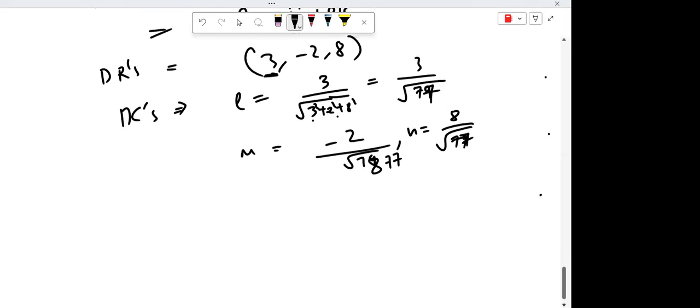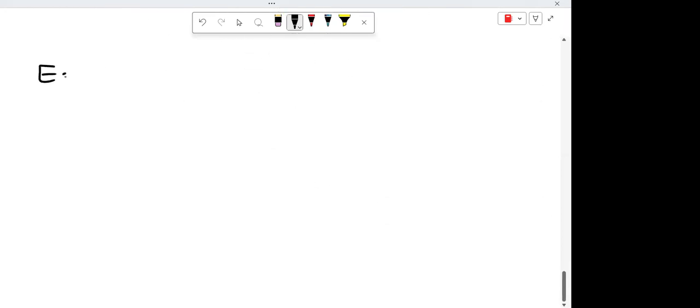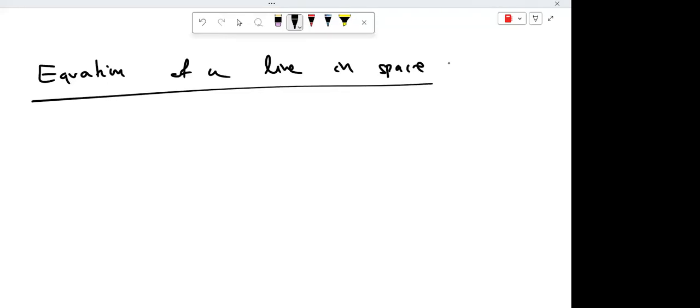So next topic, equation of a line in space. Whenever you want an equation of a line, you need its direction and you need a point it's passing through. Or if you have two points, then we can always write the equation of a line. So the definition will carry forward, and see how we get the derivation.